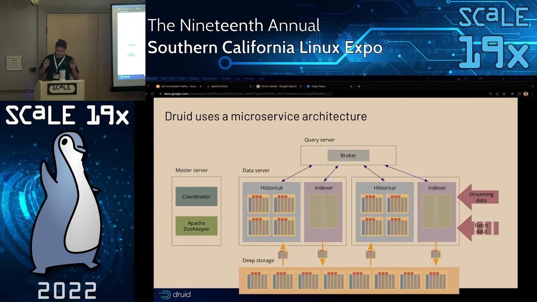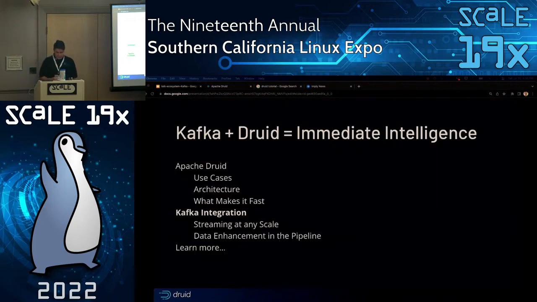And together, indexers and historicals respond to queries on both real-time and historical data, all in parallel, all infinitely scalable, and infinitely resilient. So now let's talk about my favorite topic in the world, which is Apache Kafka, real-time data.